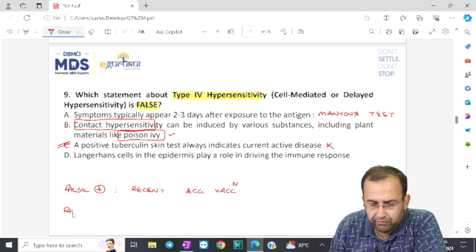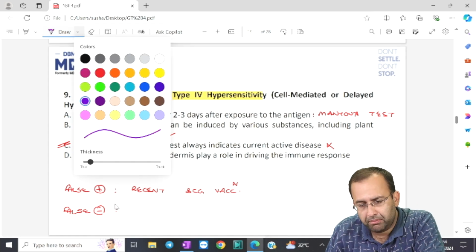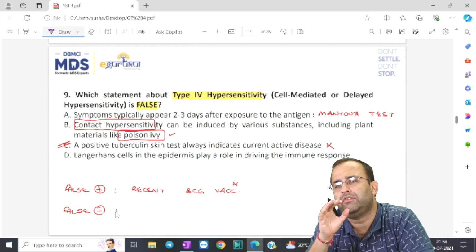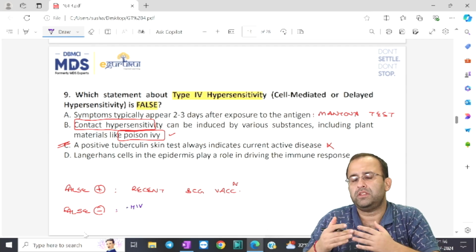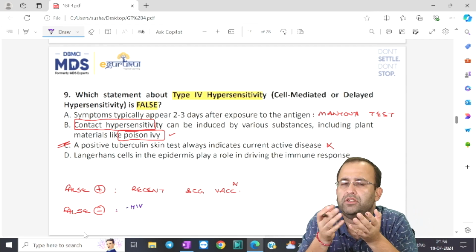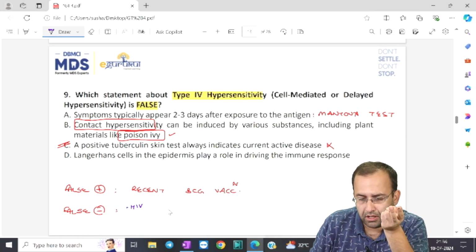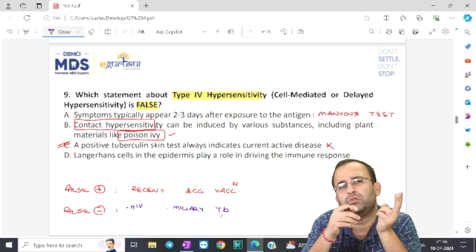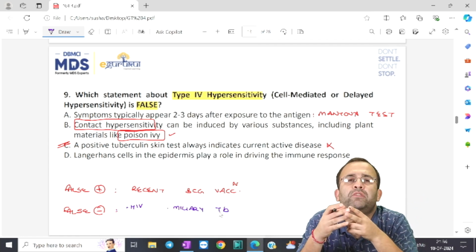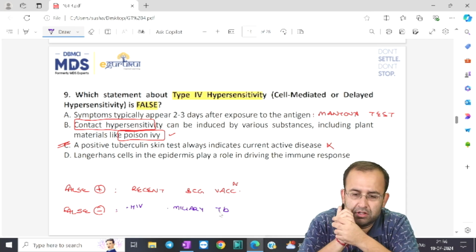Whereas what are the chances of a false negative? Again, an important topic, so I'll take care of this here only. A patient had TB, but the Mantoux test came out negative. It was a false negative. Why? Because the patient's immune system was not able to act against the antigen. He had HIV, or was on immunosuppressants, or it was a case of miliary TB. The TB was so widespread that the immune system was not able to elicit a response. So option C is false.